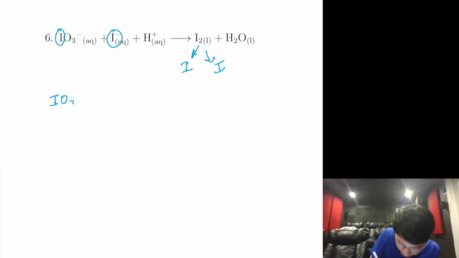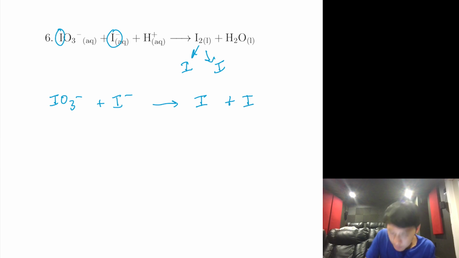So IO3 minus plus I minus. Again, we're going to ignore H pluses and H2Os. Goes to I plus I, right? So this is not the I2, but I split it up. And then we're going to do the same thing as before. So IO3 minus, this I is going to be a plus 5 oxidation state. This one's going to be a minus 1. And clearly, these are both going to be 0. From here to here, the change is plus 1.